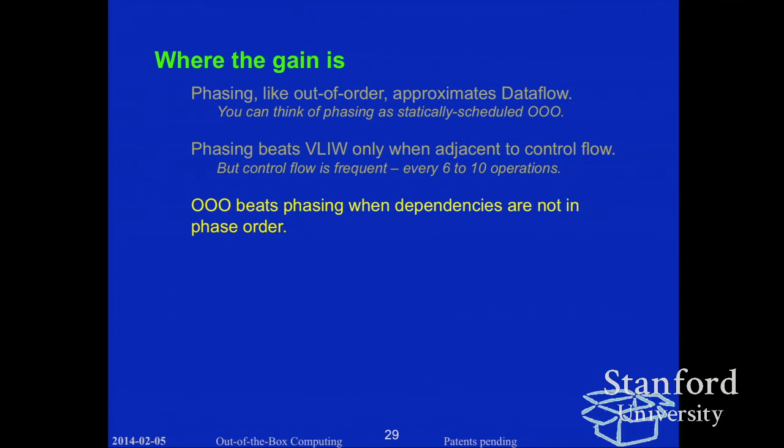OOO, out of order, beats phasing when the actual dependencies of the data flow are not in the phase order. The phase order is fixed on a Mill. You can't change it. So, for example, a function call whose argument is an add is one cycle on a Mill. But an add, one of whose arguments is a function call, has to be 2, because the call phase is after the op phase. And OOO, which is dynamically detecting this and dynamically scheduling, can do a better job in that case.